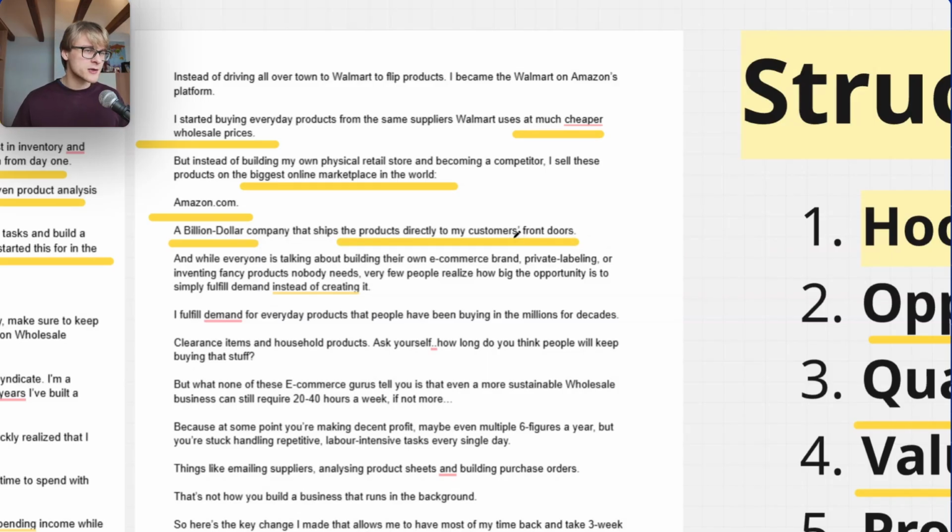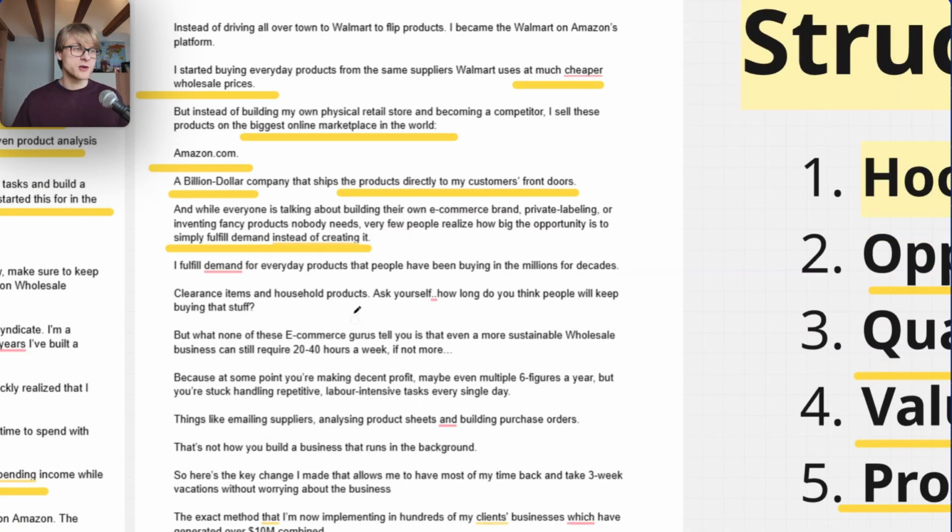And while everyone is talking about building their own e-commerce brand, private label, or inventing fancy products, very few people realize how big the opportunity is to simply fulfill the demand instead of creating. Again, throwing rocks at other business models in the exact same market. It's not throwing rocks at something like trading or whatever it might be out there, but essentially we're throwing rocks at other business models that these people who are already sold on Amazon might have tried in the past or are currently informing themselves about. I fulfill demand.